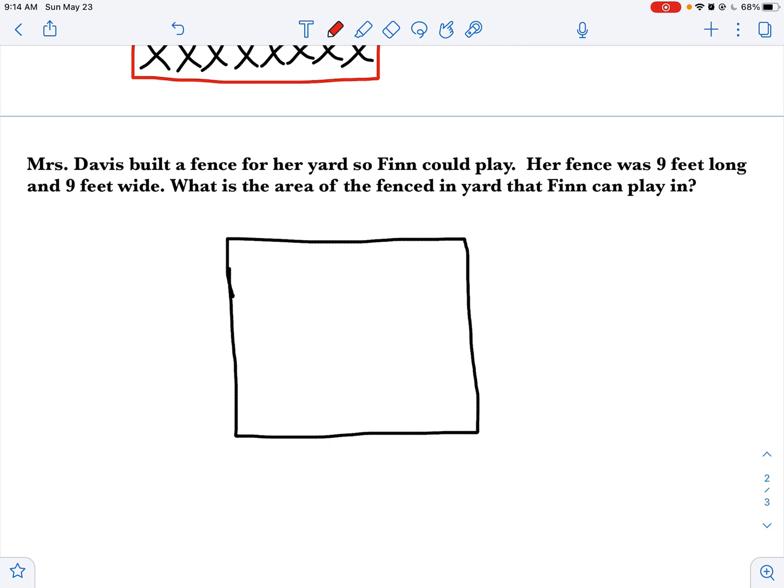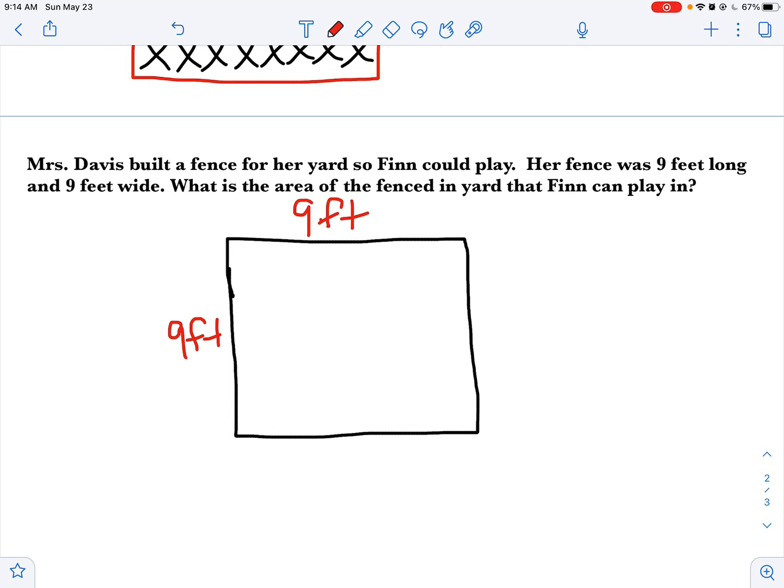So in this case, it says Mrs. Davis built a fence for her yard so Finn could play. He's a runner, guys. Finn can't go outside off leash. So I built a fence. Not true, but I wish I could. Her fence was 9 feet long and 9 feet wide. So I know this side is 9 feet. And I know this side is 9 feet. And it says, what is the area of the fenced-in yard that Finn can play in?